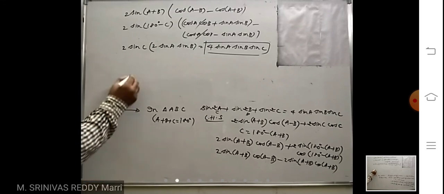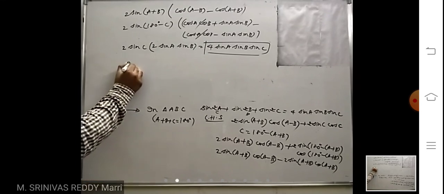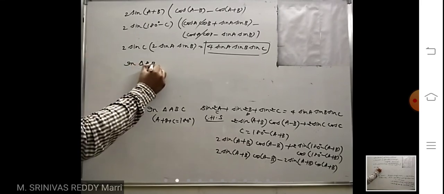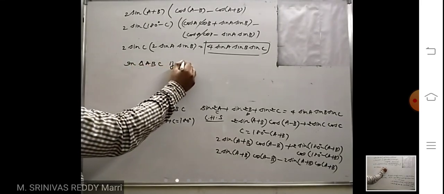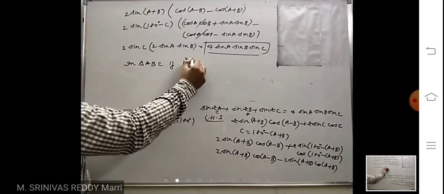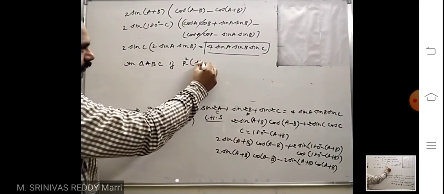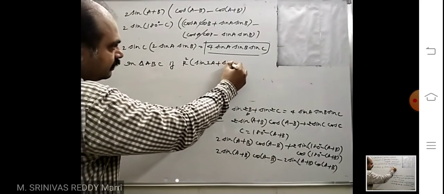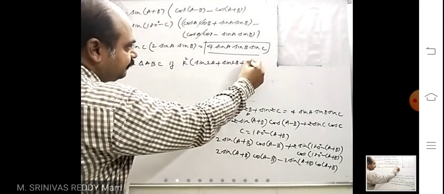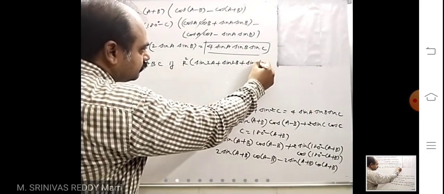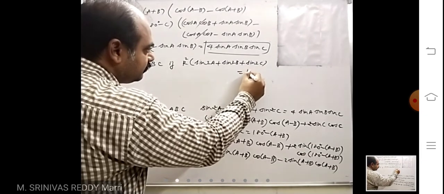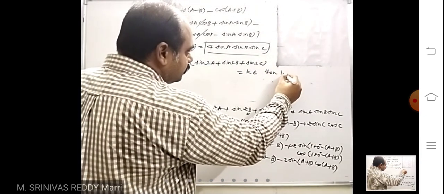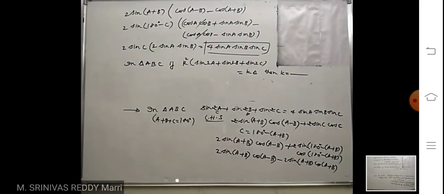Last problem. If any doubts are there, I will talk to you. In triangle ABC, if r square into sin 2A plus sin 2B plus sin 2C equal to k delta, then k equal to dash. Look at it.